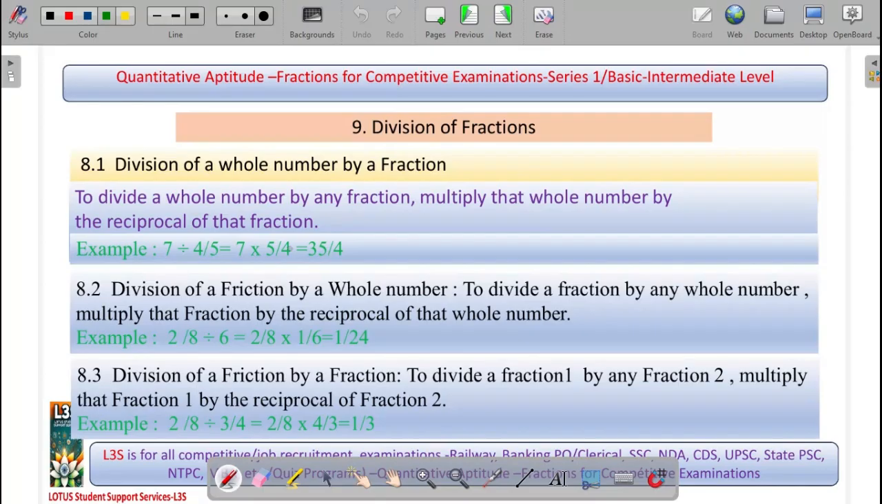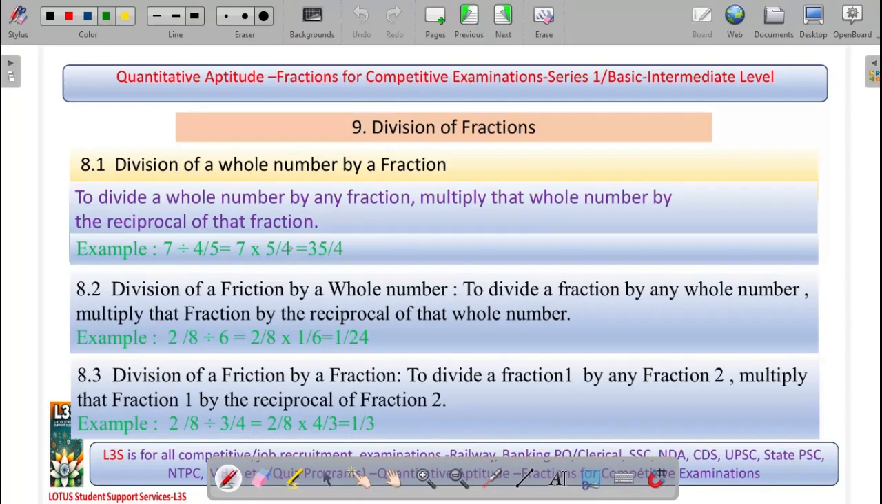Next case, division of a fraction by a whole number. To divide a fraction by any whole number, multiply that fraction by the reciprocal of that whole number. So 2 by 8 divided by 6. So we can write 2 by 8 into 1 by 6. So we'll get 1 by 24.